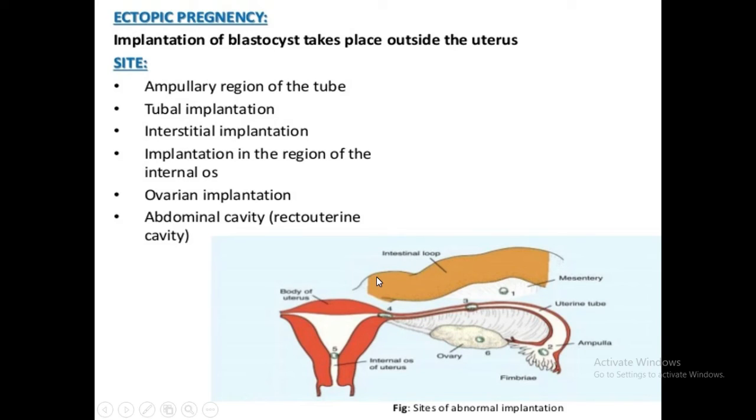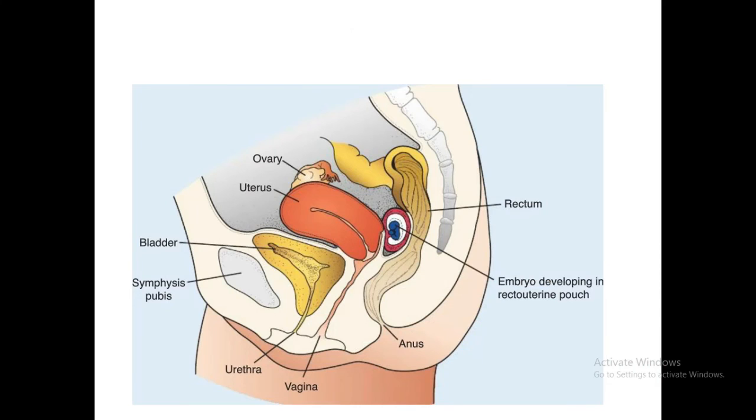Another important ectopic pregnancy implantation site is the pouch of Douglas. This is the pouch of Douglas. It is an important site of ectopic pregnancy, which lies between the posterior surface of the uterus and the rectum. This space is known as the rectouterine pouch or pouch of Douglas.